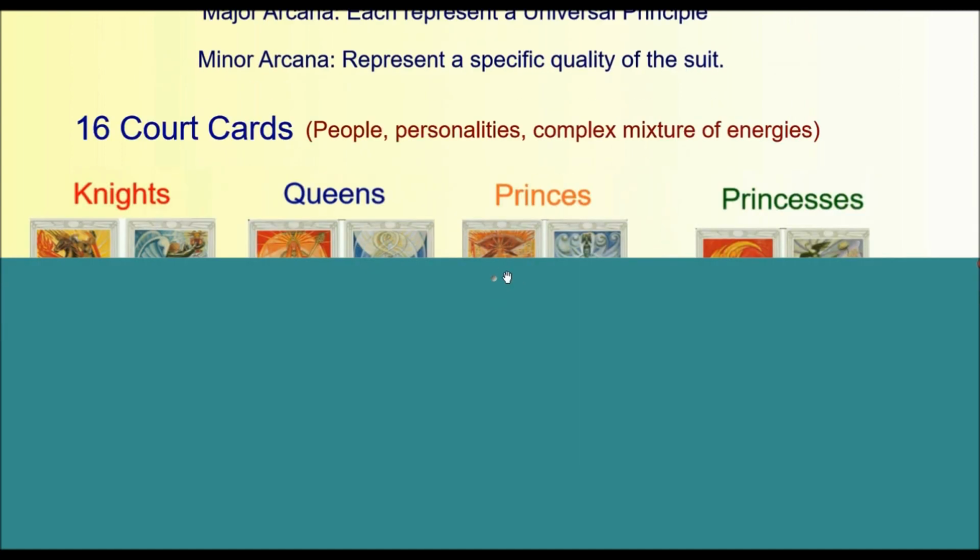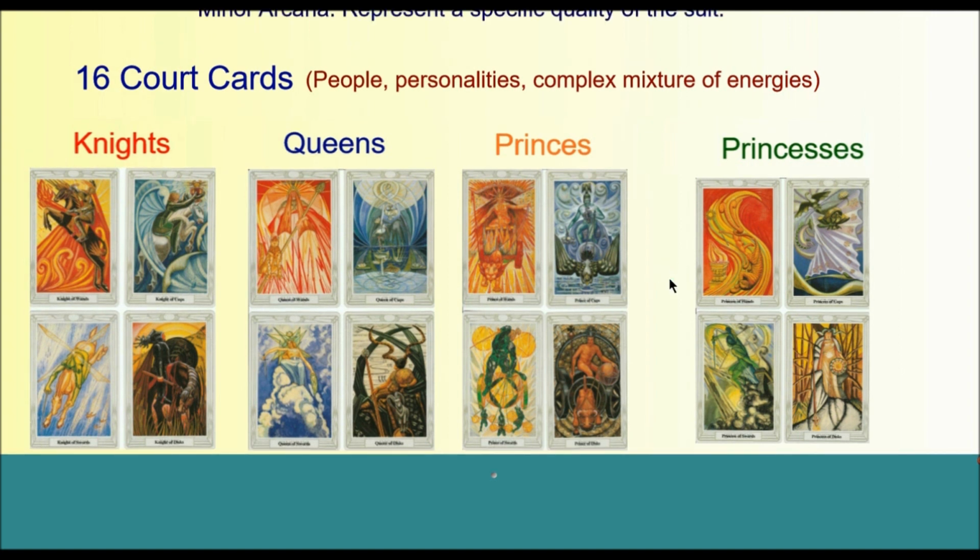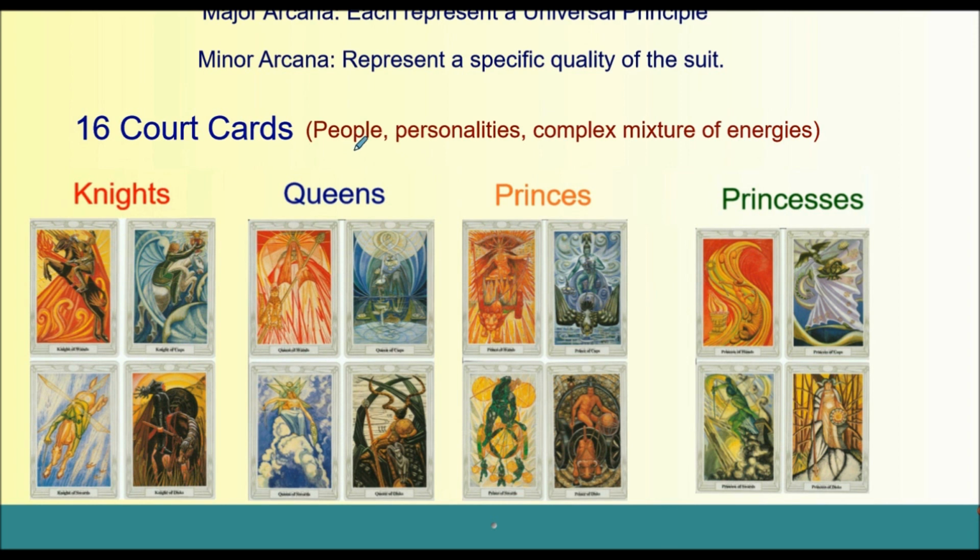But with the court cards, they're far more nebulous. For instance, how does the Knight of Wands differ from the Queen of Swords? You know, how does the Prince of Wands differ from the Prince of Discs? And so on. And that's because the court cards are not just one universal principle or specific quality. They represent people, and people are a mixture of different energies. So the court cards, by their very nature, are more difficult to grasp.